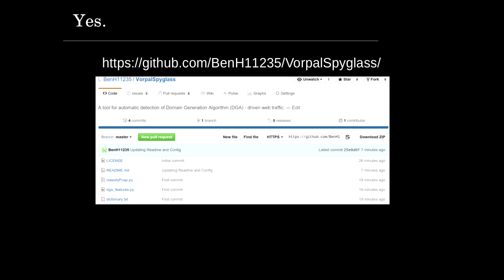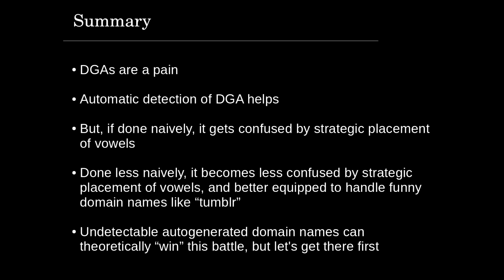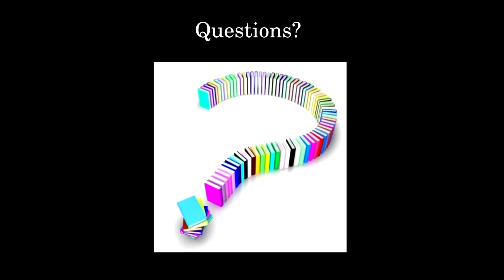So we can now summarize this whole journey. We can say that DGAs are a pain, and that automatic detection of DGA helps. But if it is done naively, it gets confused by strategic placement of vowels. But if you do it less naively, it gets less confused by strategic placement of vowels, and it becomes equipped to handle funny domain names like Tumblr. And undetectable auto-generated domain names may be a possibility in the future, but you know what? First, let's force all the DGAs to use them, and then we can see what we can do next. So thank you, and are there any questions?